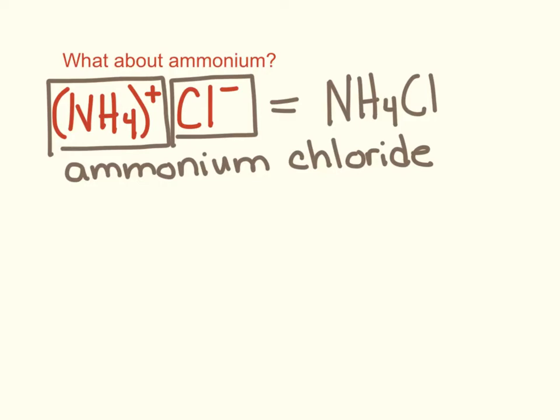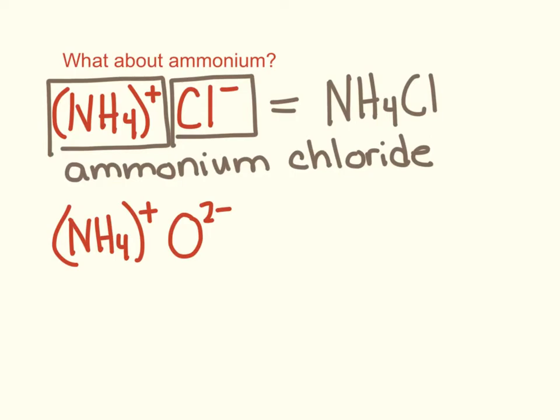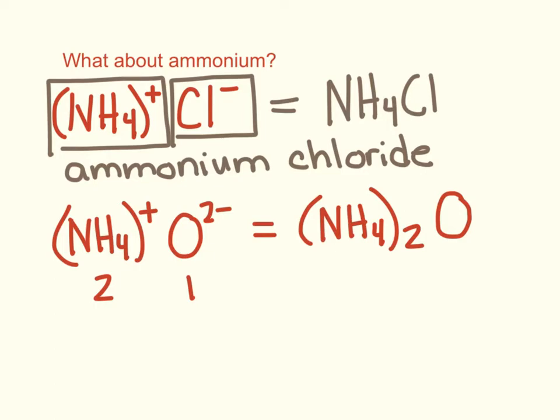Let's look at one where there's going to be a subscript outside of ammonium. If we combine ammonium, again NH4 with a plus charge, with oxygen, O comes in with a 2- charge, it's going to require 2 ammoniums now to balance out 1 oxygen. The formula for that should be (NH4)2. That indicates that we have 2 ammoniums to balance out 1 oxygen. The name of that, simply enough, is ammonium oxide.